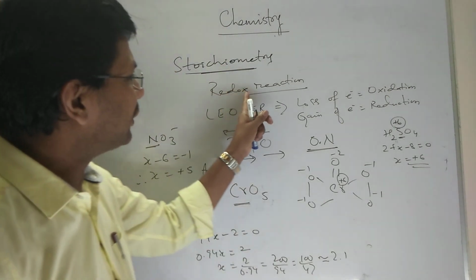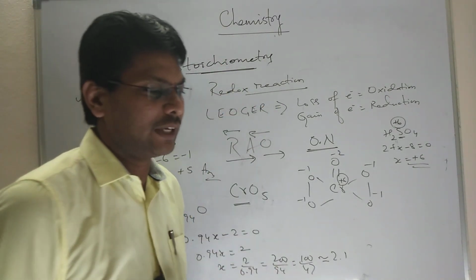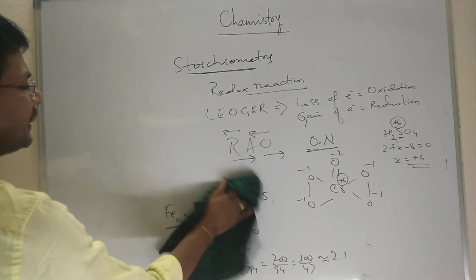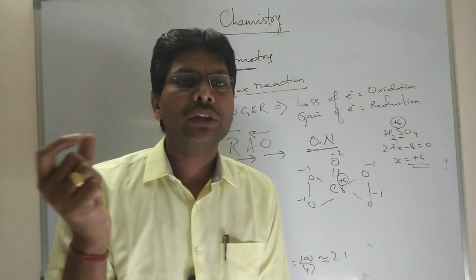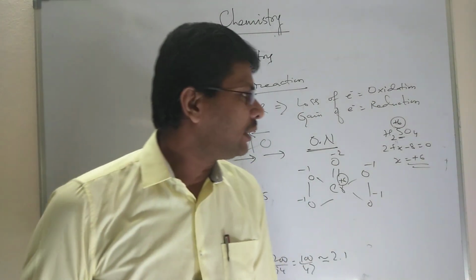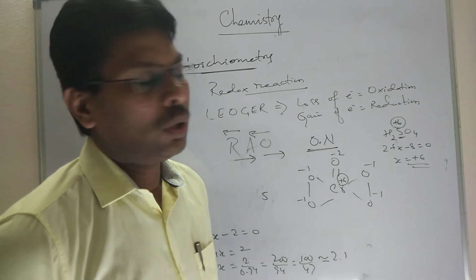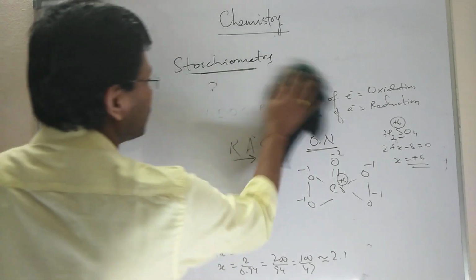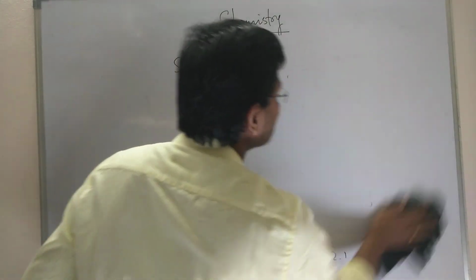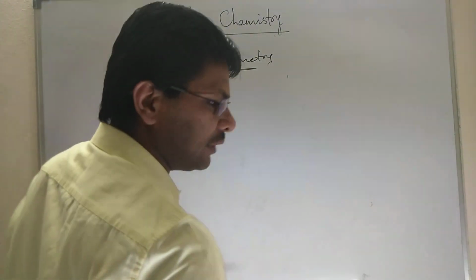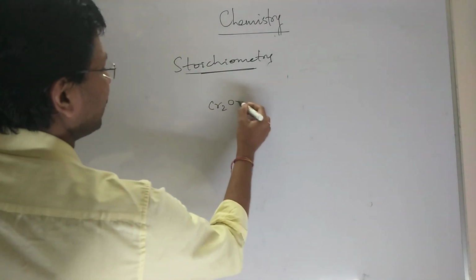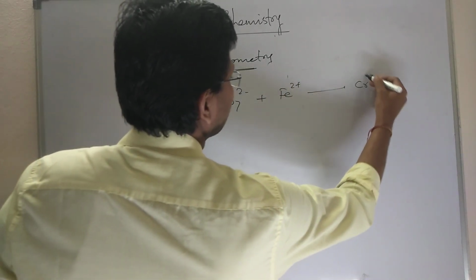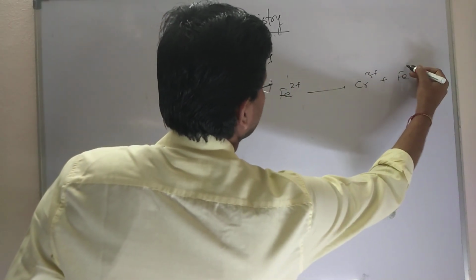One more important question for redox reaction is how to balance the chemical reaction. So if you know how to balance the chemical reaction, chances are that they will ask you the stoichiometric coefficient. They will give you an equation where they will ask you to write the stoichiometric coefficient in terms of x, y, z, like that they can ask you. So I am showing you one reaction. Suppose they give you to balance Cr2O7 2 minus plus Fe2 plus gives Cr3 plus plus Fe3 plus.